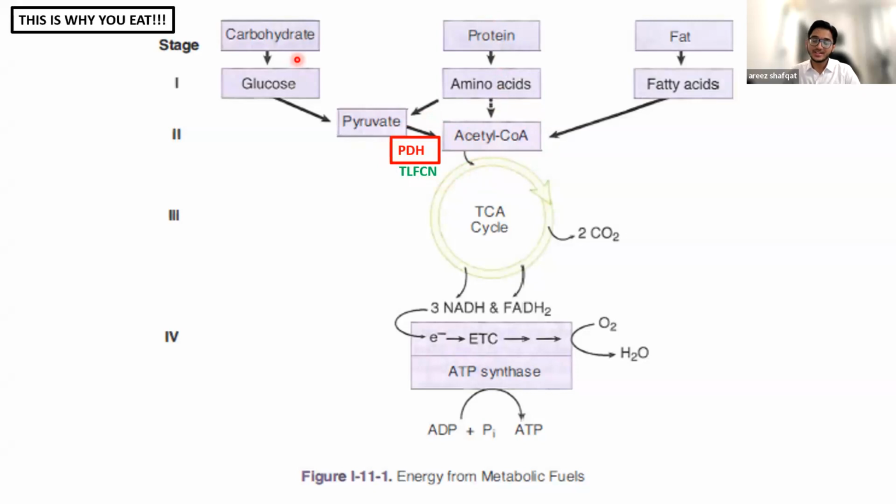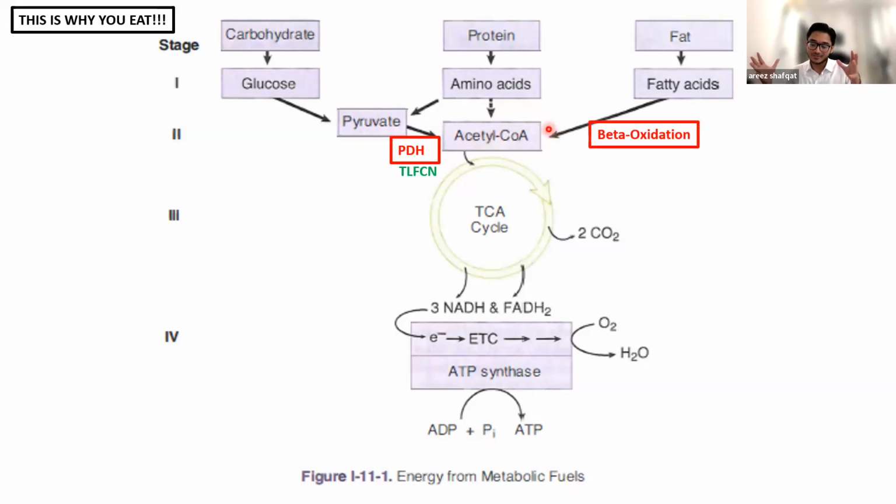Why we eat is because food has macronutrients in the form of carbohydrates, proteins, and fat. Carbohydrates get broken down into glucose and pyruvate by a process called glycolysis. Pyruvate then gets converted into acetyl-CoA by an enzyme called PDH, right? Proteins as well, they get broken down into amino acids and eventually acetyl-CoA. Fats are ingested in the form of triglycerides. They get broken down into fatty acids. Fatty acids get broken down into acetyl-CoA by a process called beta oxidation, okay?